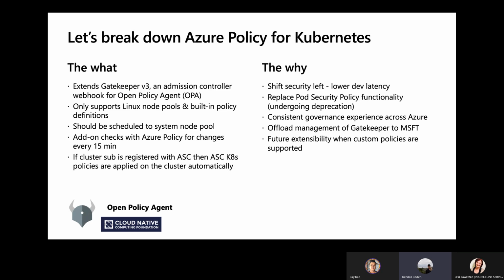So Azure Policy for Kubernetes is actually built on top of an open source project called Gatekeeper v3, which is an admission controller webhook for the Open Policy Agent, which is also an open source project. And so OPA, or the Open Policy Agent, is a policy engine for cloud native environments. And it was basically created by, or at least it's hosted by, the Cloud Native Computing Foundation.